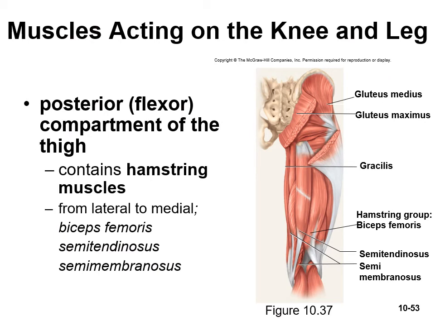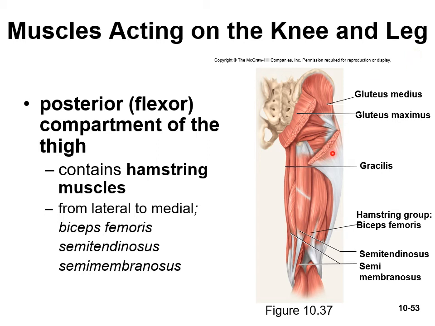Now we're going to look at the posterior side of our femoral region. This is what contains our hamstring muscle. Our hamstring also has 3 different parts that you must be able to identify. Going from the outside of the leg to the inside, you have the bicep femoris, the semitendinosus, and the semimembranosus.